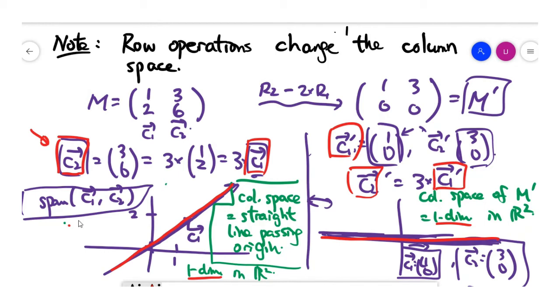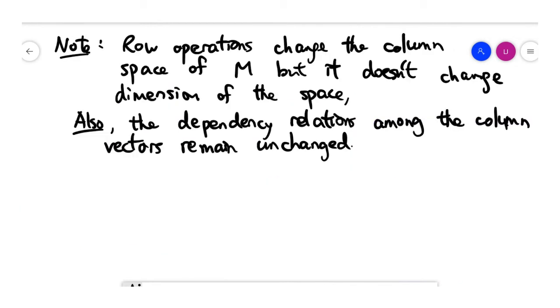So I make the second note here. Please look at my current note. We have explained the last example already. The row operations actually change the column space of the matrix, but they don't change the dimension of the column space. So the second point is more important. It's about the fact that the dependency relations among the columns remain unchanged. Just like the last example, if in the old matrix M there are certain dependency relations among the two columns, we expect the same dependency relations also appear in the new matrix after the row operations.